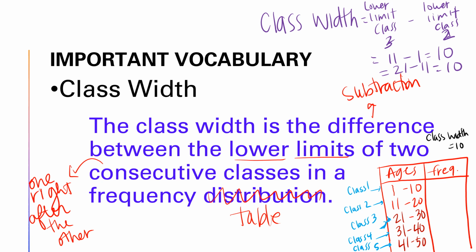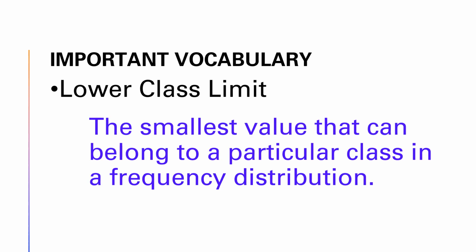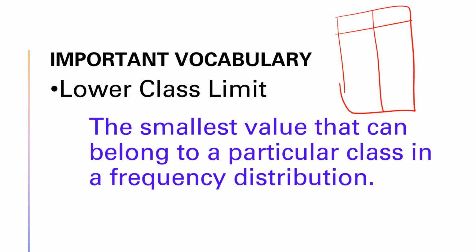All right, let's look at our next vocabulary word: lower class limit. We've already talked about the lower class limit. It's the smallest number that can belong to a particular class in a frequency table. So with our little table from before, ages and frequency, 1 to 10, 11 to 20, and so on, the lower class limit for our first class would have been 1. The lower class limit for our second class would have been 11.